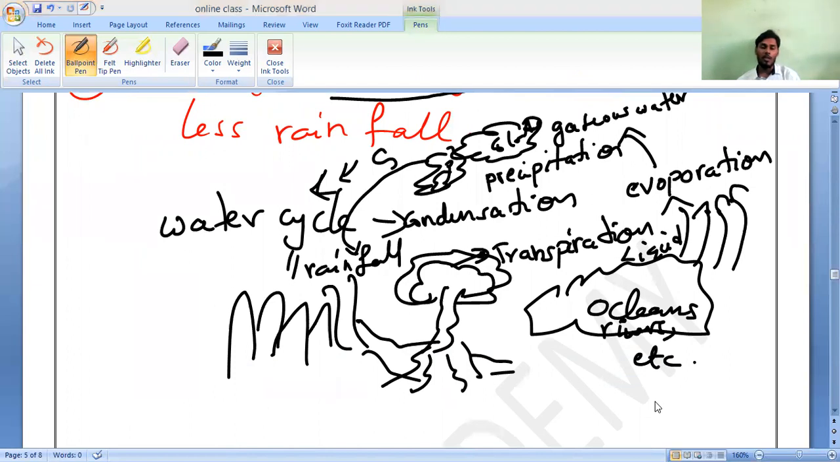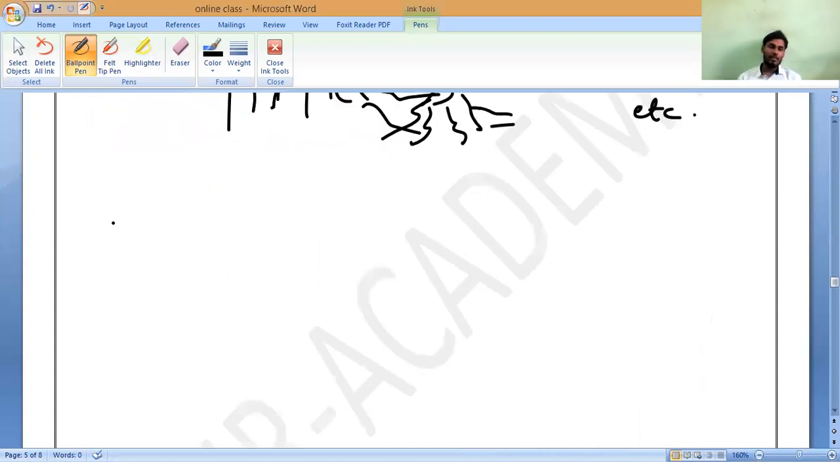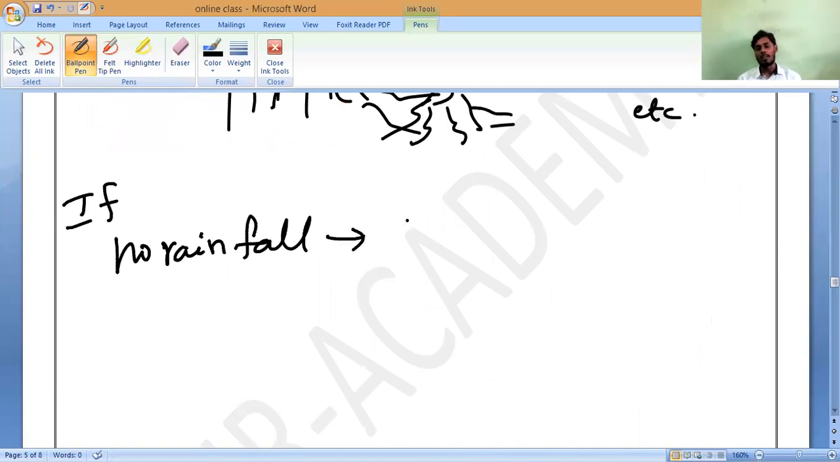No evaporation of water will take place from the oceans and all. So what will happen? It will cause a decrease in rainfall. And with the decrease in rainfall, it will lower the groundwater level and could cause droughts. Yes or no? If there is no rainfall, it leads to a decrease in groundwater level, as I already taught you in the previous example.